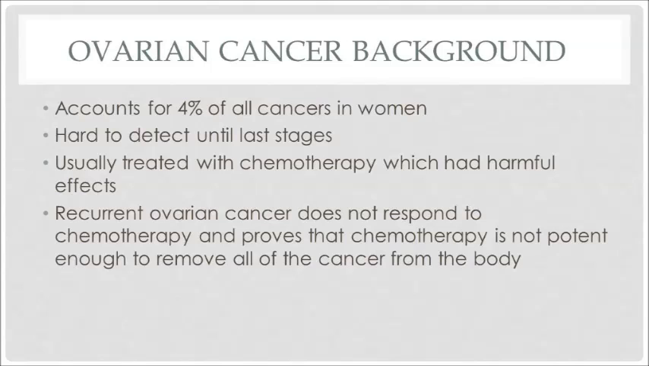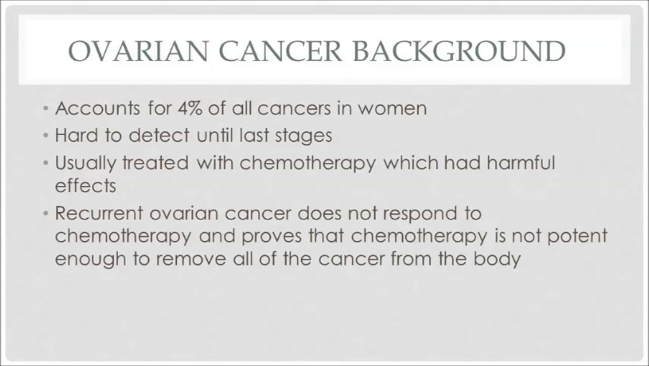Ovarian cancer. Ovarian cancer is the type of cancer that happens in the ovaries of women. Women have two ovaries, and they produce eggs that are the main source of our hormones and estrogen and such. So basically, ovarian cancer is a very dangerous type of cancer because it's very hard to detect.